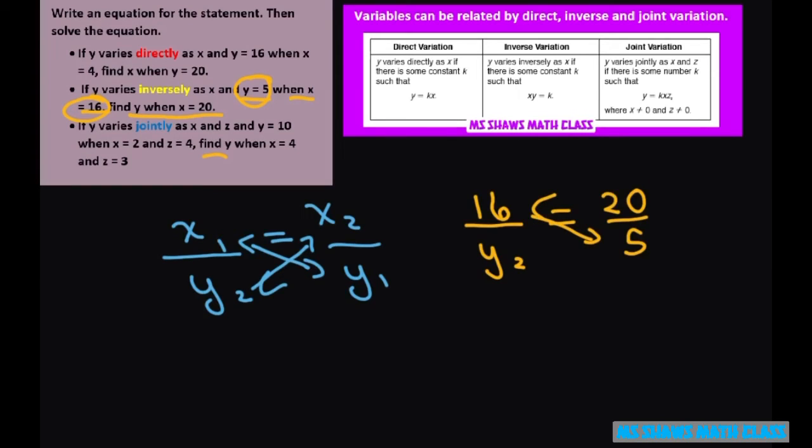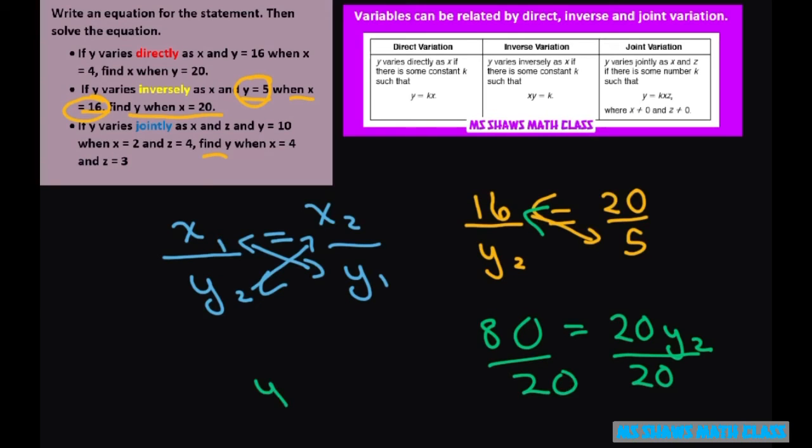And then you solve, you cross multiply, and you're going to get 80. If you cross up this way, equals 20 y sub 2. Divide both sides by 20. And you get y sub 2 equals 4. This is that second y you were looking for.